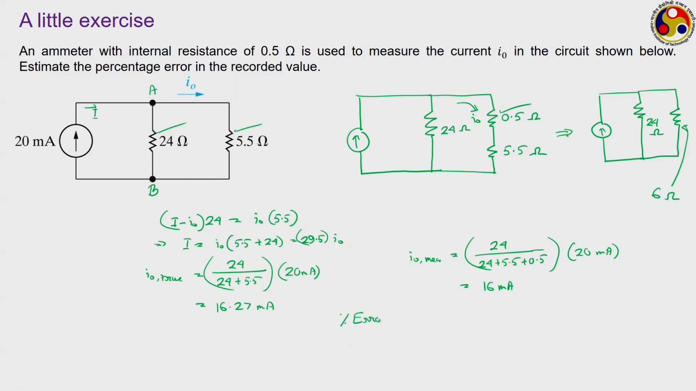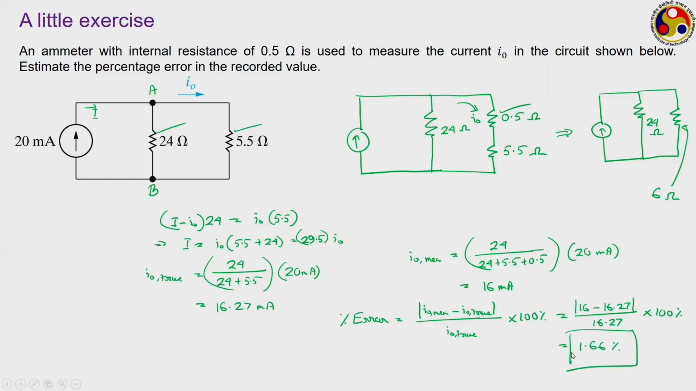Hence, percentage of error comes to be mod of I naught measured minus I naught true, divided by I naught true, into 100%, which gives 16 minus 16.27 divided by 16.27 into 100%. 16.27 should have been the reading, but actually we are getting 16. This will roughly come to be equal to 1.66%. So, this is the error present in the measurement, because we have not considered the internal resistance, and your ammeter will be giving this particular value as the output. However, true current is actually 16.27 milliampere. So, a 1.66% error is getting introduced in the calculation.